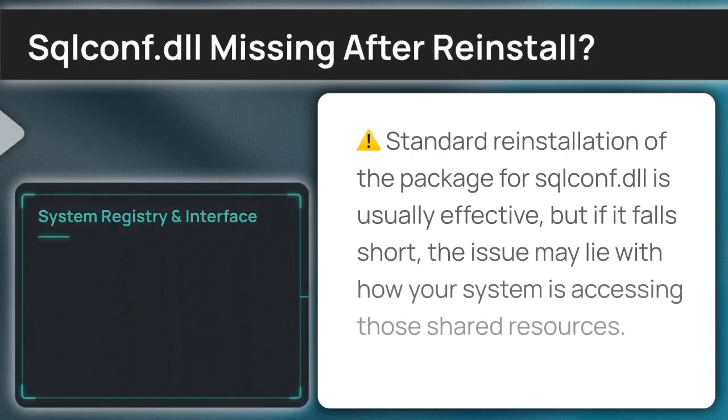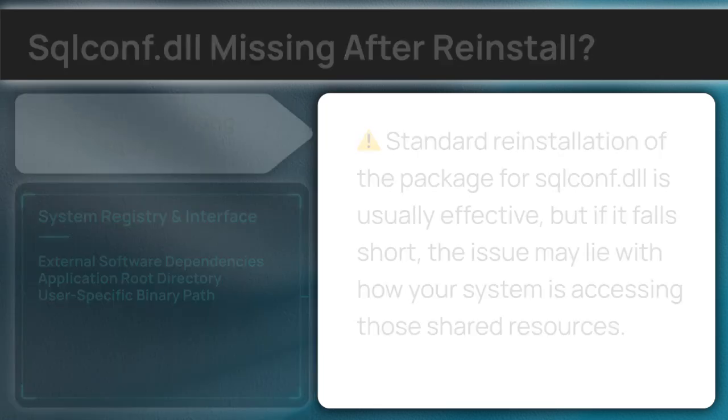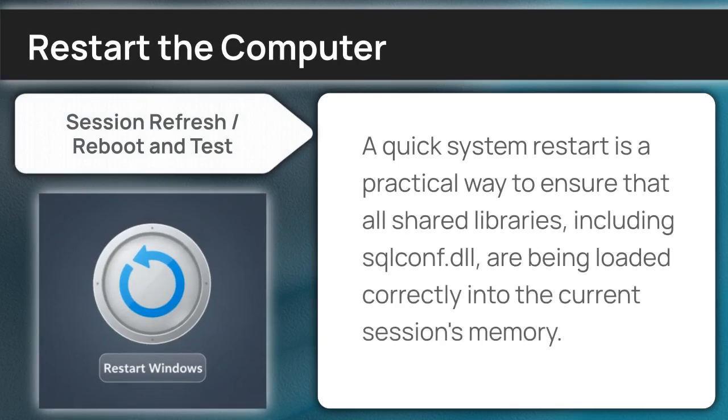When the primary installation path fails, a more surgical approach to checking your system's environmental variables is required. Performing a restart can determine if the error is just a transient environment glitch. A reboot refreshes your system's path variables and can sometimes reestablish a broken link to the SQL library file.